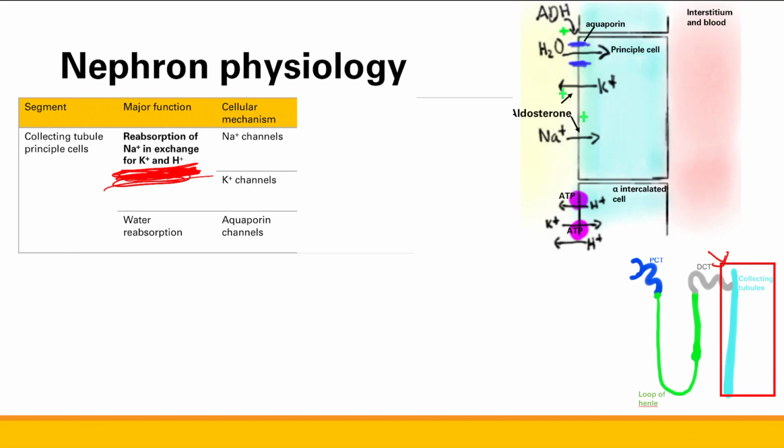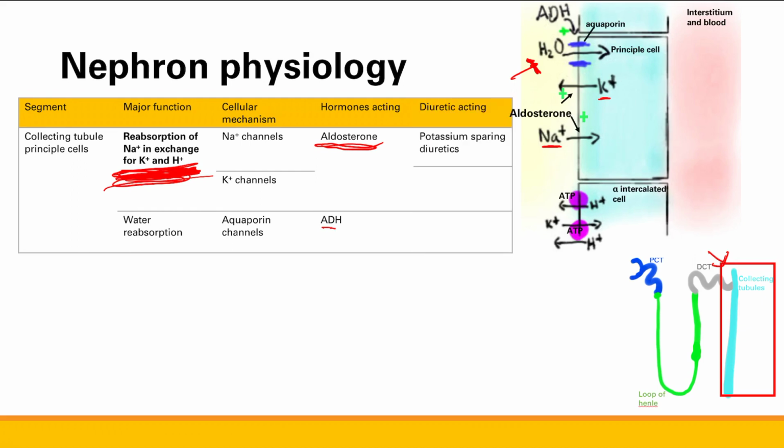Okay, the mechanism for this is going to be through sodium channels and through potassium channels, okay? And then the other function here is water reabsorption, and that's through aquaporins, as you can see here. Remember, this is governed by ADH, so this is the hormones acting here. Aquaporins, water reabsorption governed by ADH, and then aldosterone is going to govern this reabsorption of sodium in exchange for potassium or the hydrogen acid.